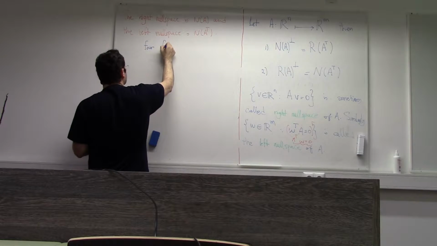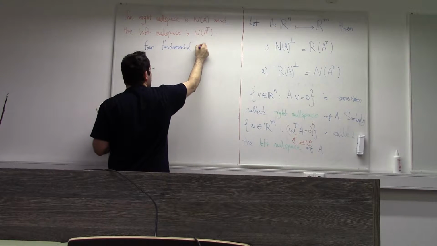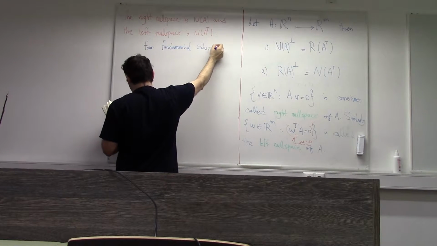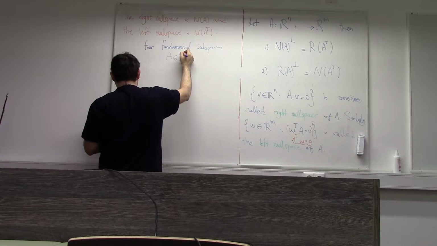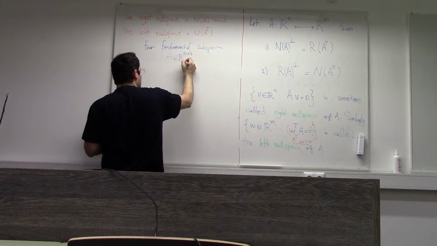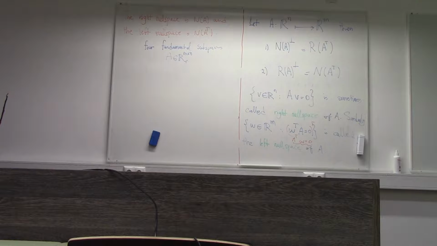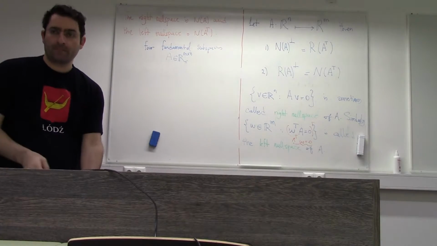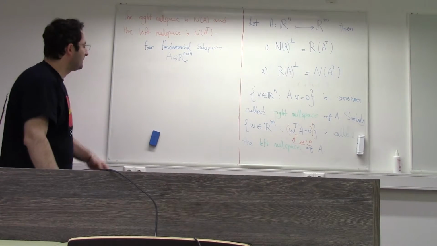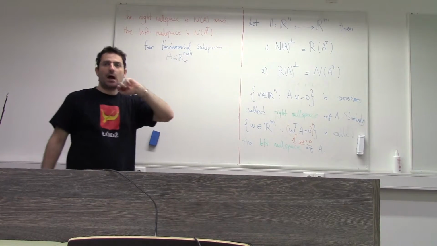For the four fundamental subspaces, for A belonging to R, M by N, R. What does it mean? A belongs to R, M by N, R. A matrix M by N with rank R. It's a matrix of M by N, M rows, N columns, and the rank is R.